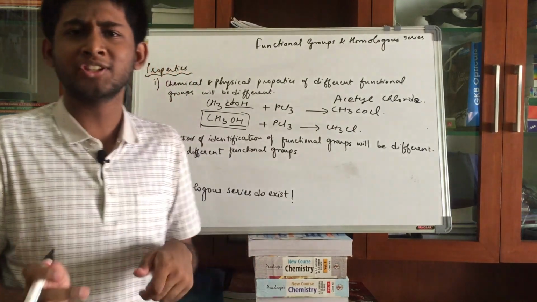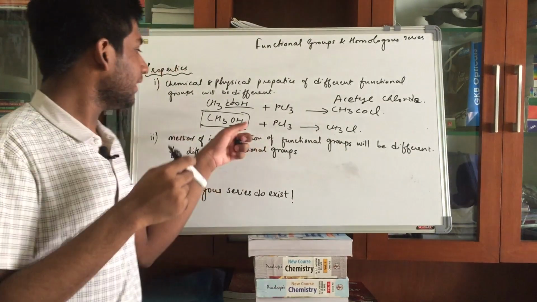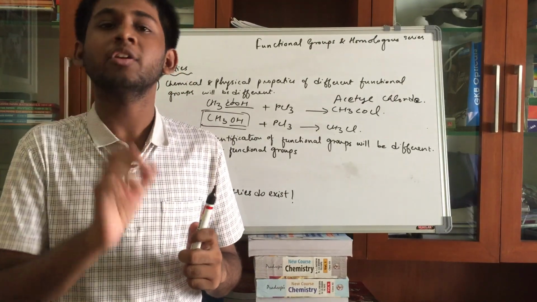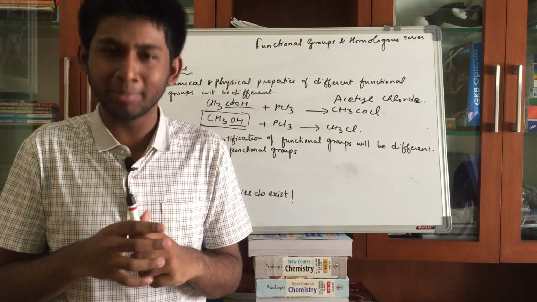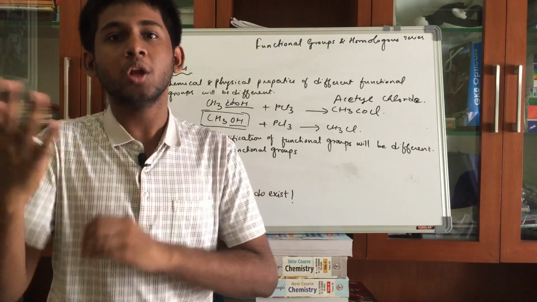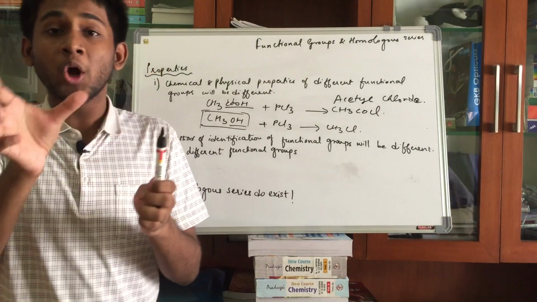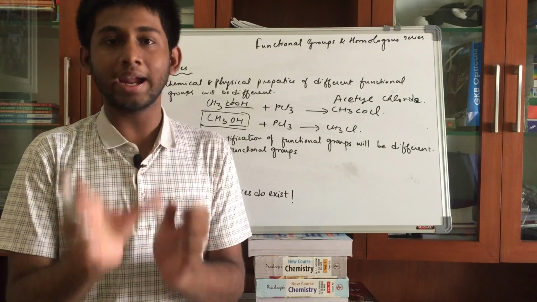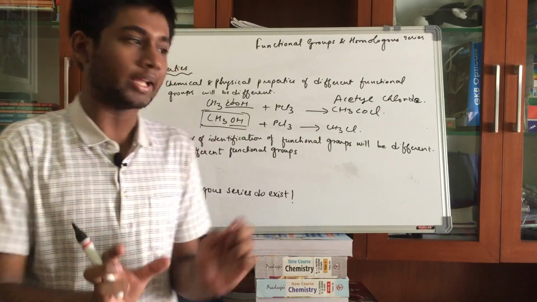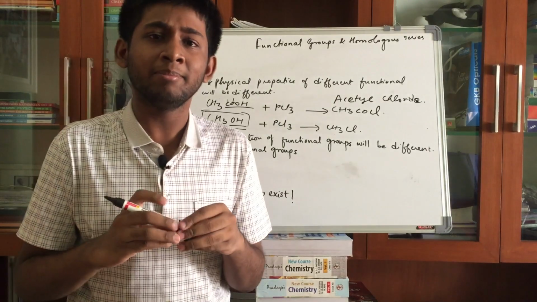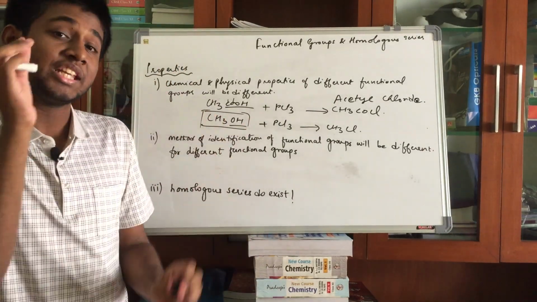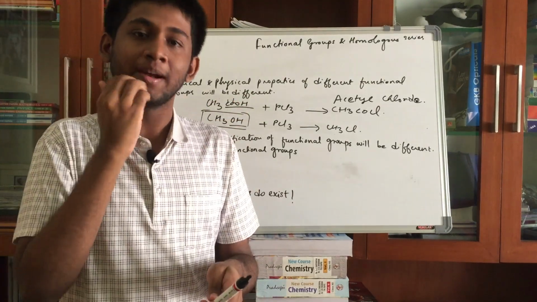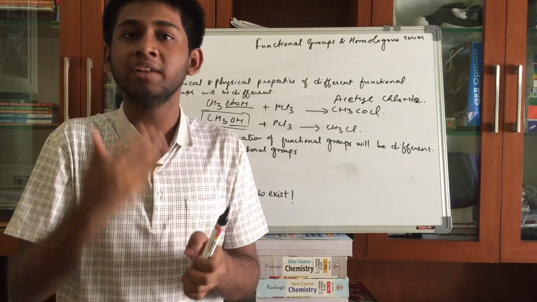Intermolecular hydrogen bonding is generally with hydrogen and highly electronegative elements. The term electronegativity will be dealt with in detail in the periodic table chapter, but those are the basics. So the bond formed between hydrogen and a highly electronegative substance is known as intermolecular hydrogen bonding. The intermolecular hydrogen bonding in CH3OH is very high, so the melting point and the boiling point of CH3OH will be higher than CH3COOH. From this fact we come to know that the physical properties will also be different for different functional groups.